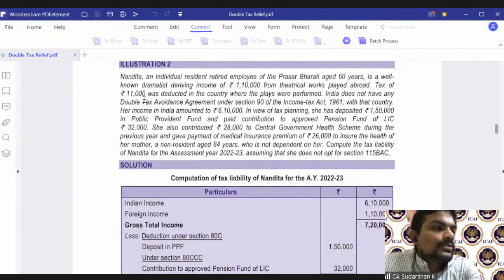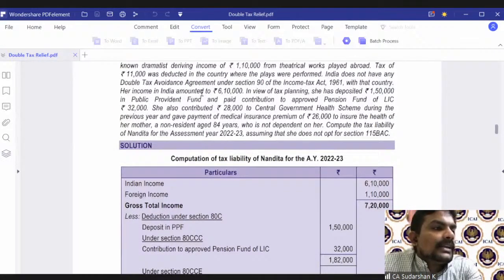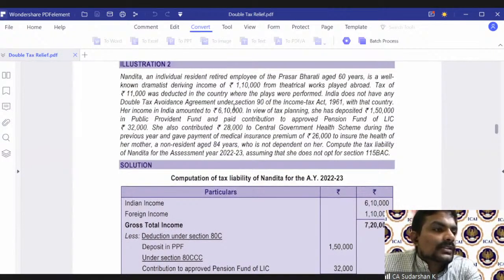Tax of 11,000 was deducted. So it looks like they withheld tax at 10% on a gross basis. India does not have any double tax avoidance agreement under section 90 of the Income Tax Act with that country. Her income in India amounted to 6,10,000. So she had an Indian income of 6,10,000.